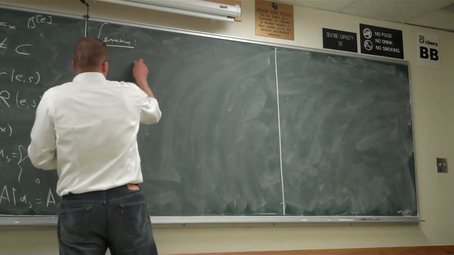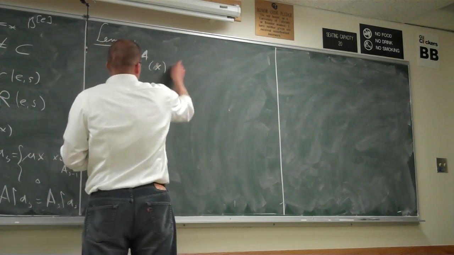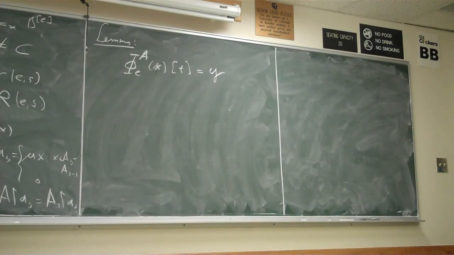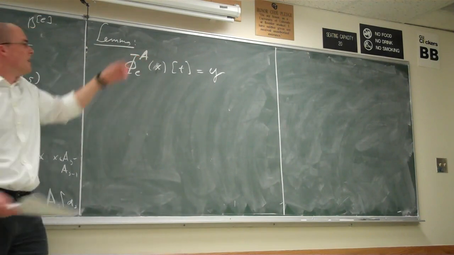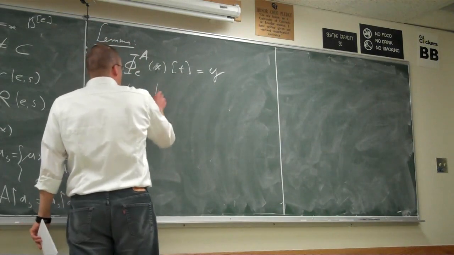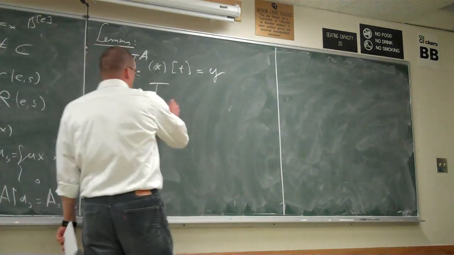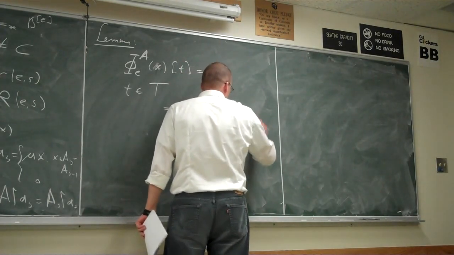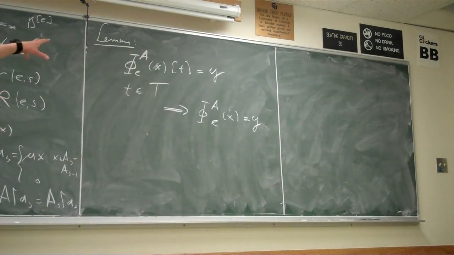So whenever I have φ_e^A(x) at some time t being equal to y, this is what you would say is an apparent computation at time t. And it's apparent because A is going to change and might ruin the computation. But if you have this, and t is in T, and you are at a true stage, then this apparent computation is a real computation. And this is not really the actual conclusion I'm making.